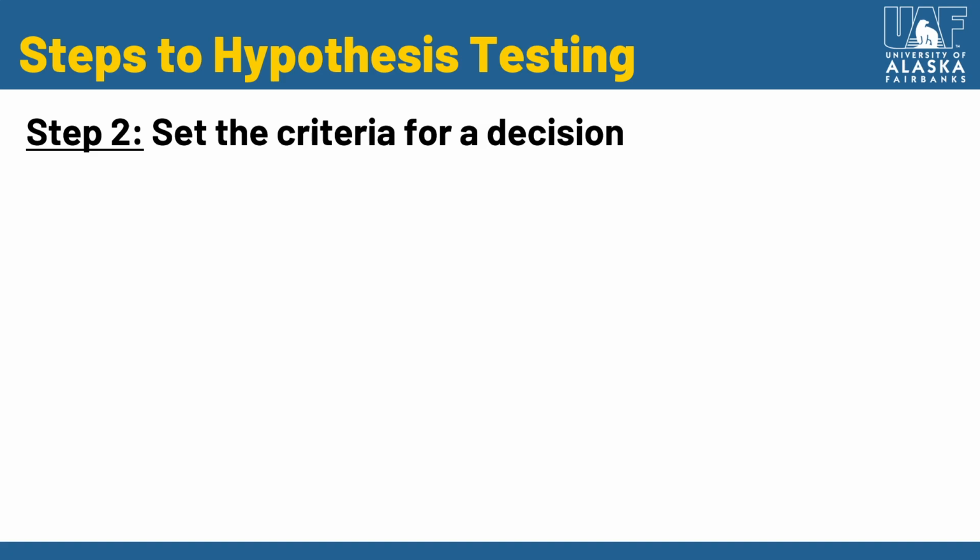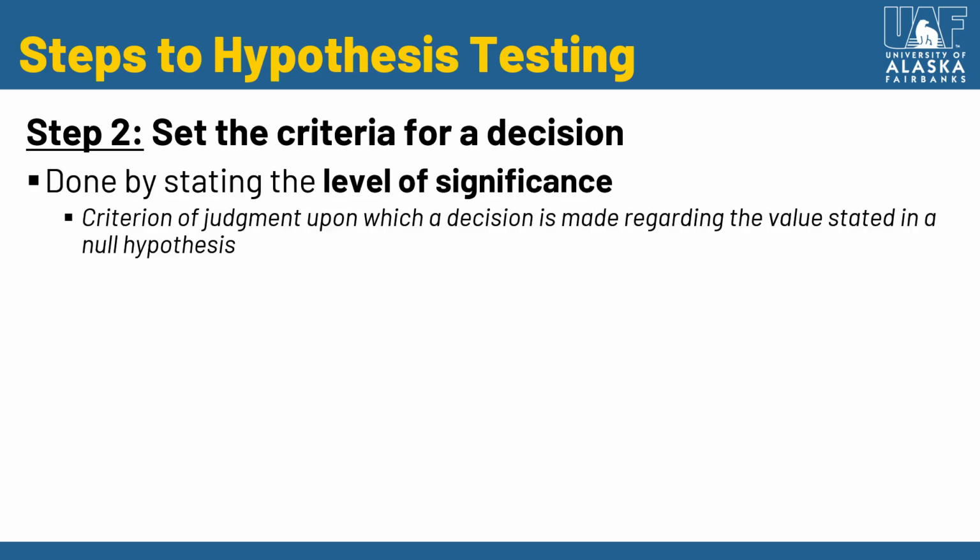And so in step two, we're talking about setting a criteria for a decision, right? The decision we'll make in our hypothesis testing process. And in setting the criteria, we're essentially stating a level of significance. And so this gets wordy: a criterion of judgment upon which a decision is made regarding the values stated in a null hypothesis. I'll give a practical example here on the next slide to make this much easier to digest. But we also refer to this as alpha. Alpha is the level of significance.